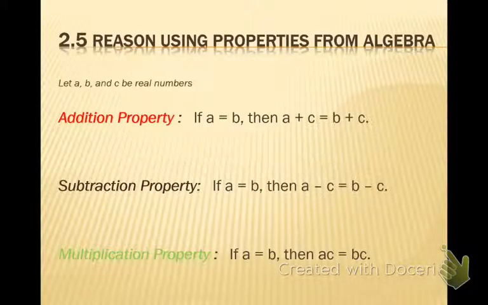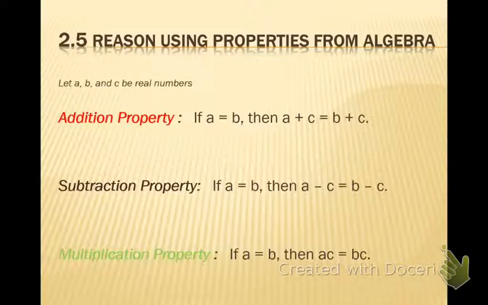These are properties that tell you how to form equivalent equations. The addition property says if you add the same thing to both sides of an equation, then it doesn't change the meaning of the equation, it just changes the way it looks. So the equation is still the same. Same thing with the subtraction property. If you subtract the same thing from both sides of an equation, then you haven't changed the equation, you just changed the way it looks.